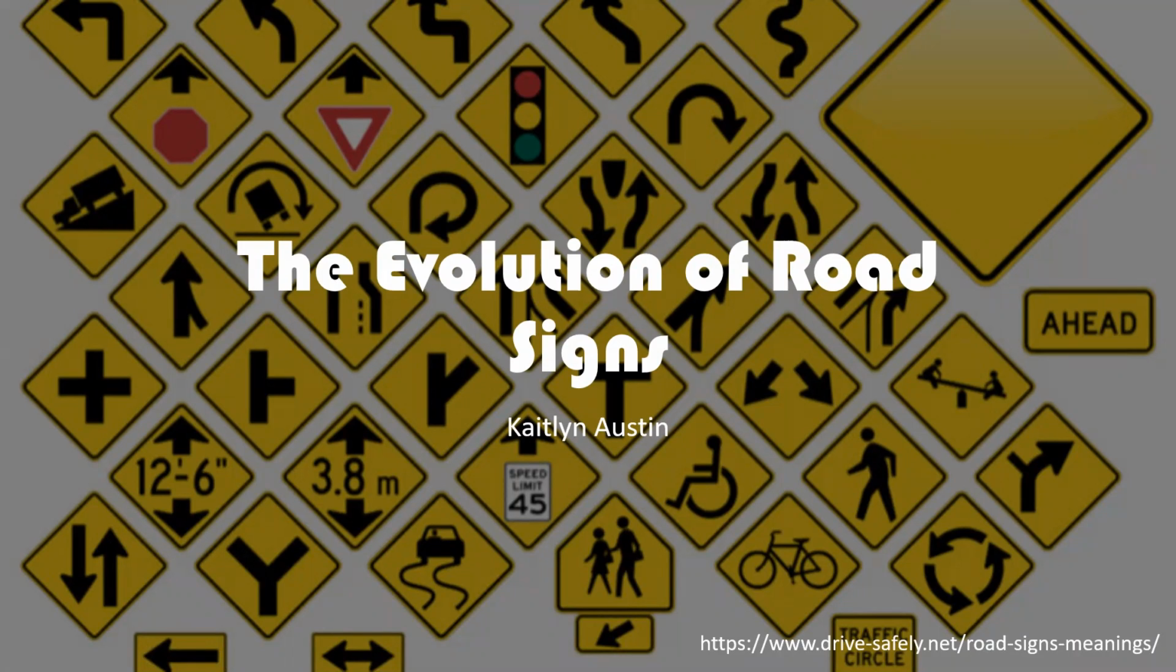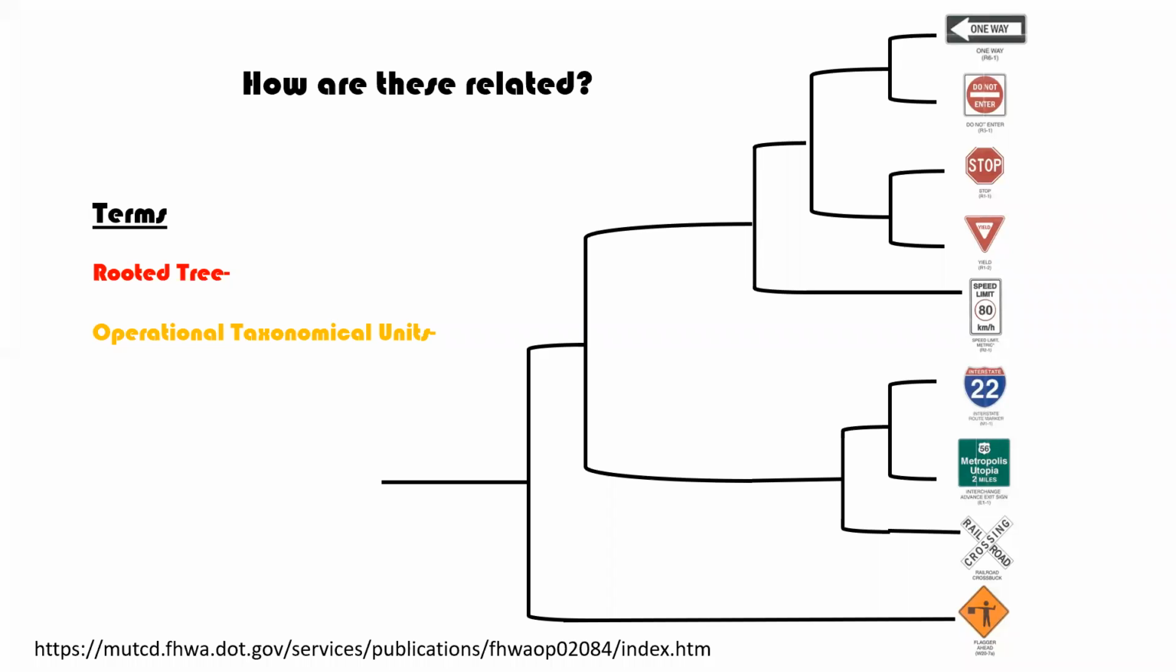I chose to use road signs as my object undergoing evolution. The road signs I chose to map are the one-way sign, the do not enter sign, a stop sign, a yield sign, the speed limit sign, an interstate sign, a city sign, a railroad crossing marker, and a flag warning. So how are all these signs related through evolution?